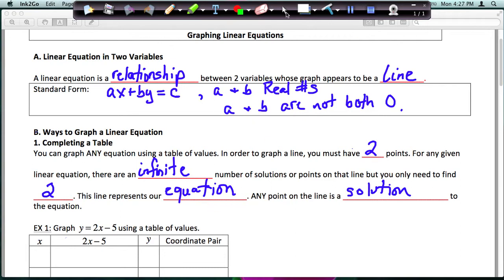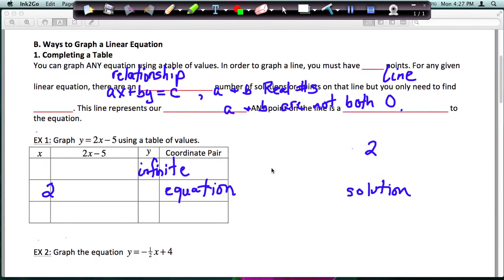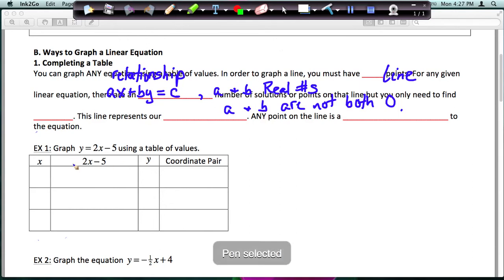Okay, so let's use this information of ways to graph a linear equation to do example 1, and we're going to complete this table of values for y equals 2x minus 5, and then we're going to graph it. So I have the table set up. We have the equation 2x minus 5.